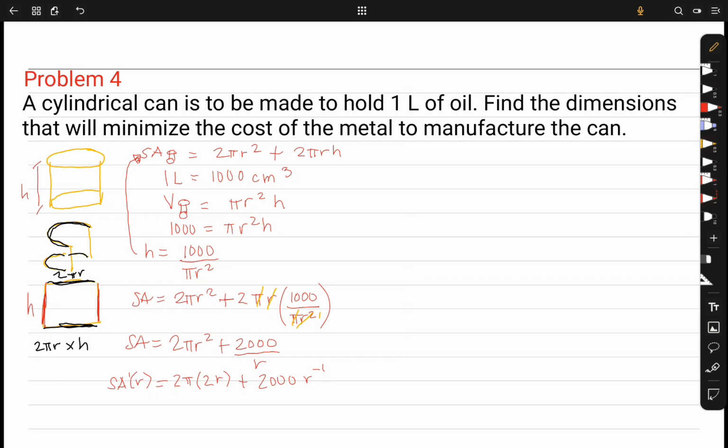Diba? Magiging negative 2,000 r negative 1 minus 1, magiging negative 2 to, right? So palitan na natin. Then kung r negative 2, lipat natin siya sa baba. So magiging 1 all over r squared. Ganyan. So, rewrite na natin.